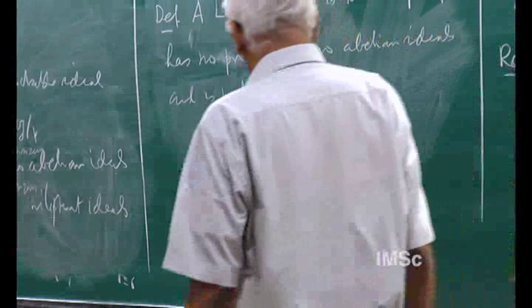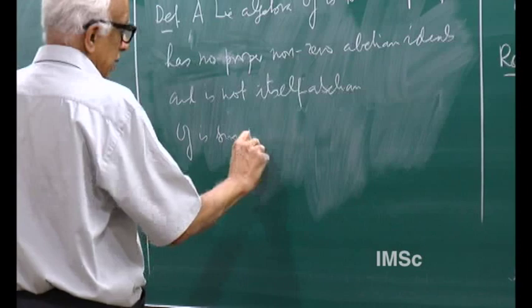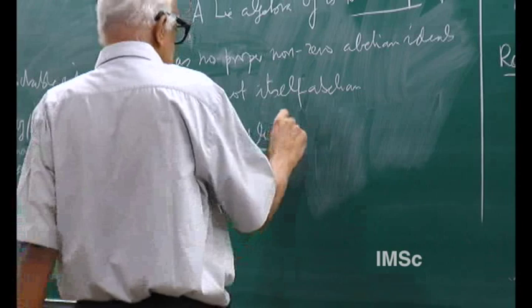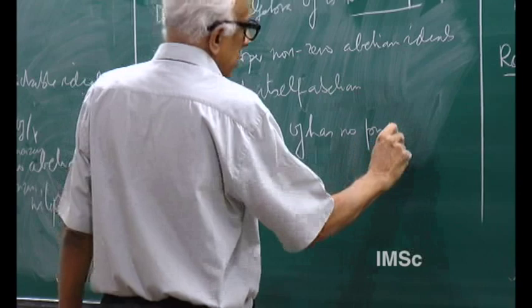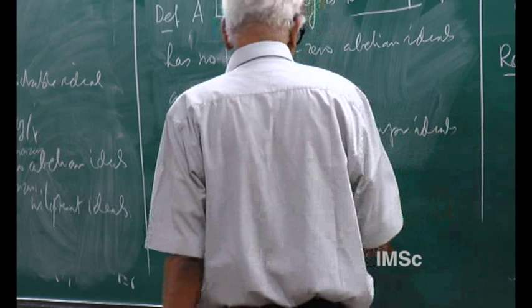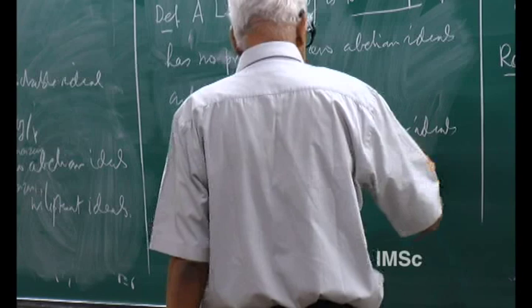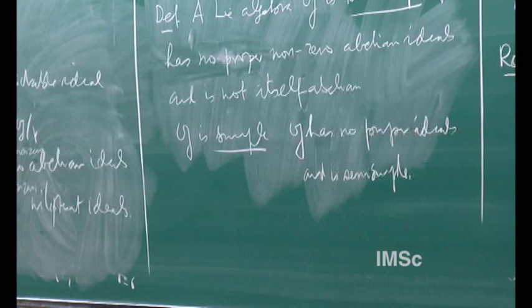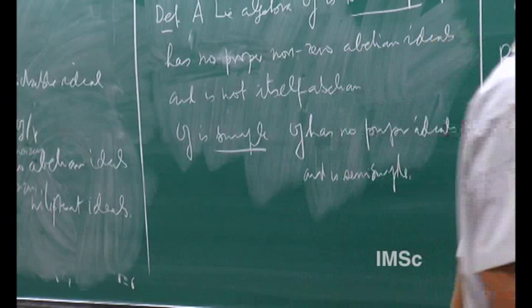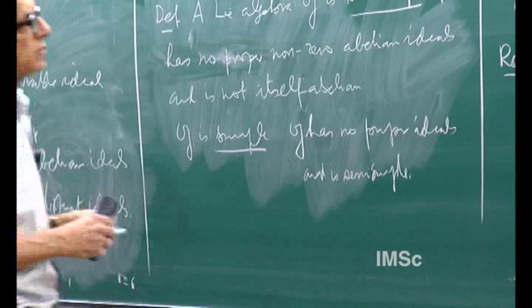This is the definition of semi-simple. The definition of simple is that G is semi-simple and has no proper ideals. So if it has no proper ideals at all, then you call it simple. It turns out any semi-simple Lie algebra is a direct product of simple algebras. That requires some proof. It's not easy. Okay. I'll tell you something about it presently. But let me give you some examples of simple Lie algebras.